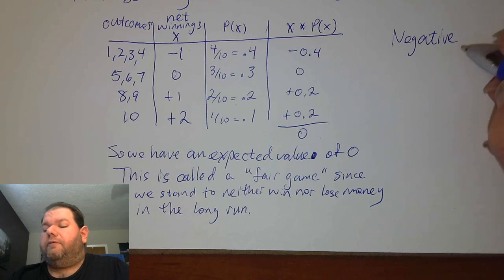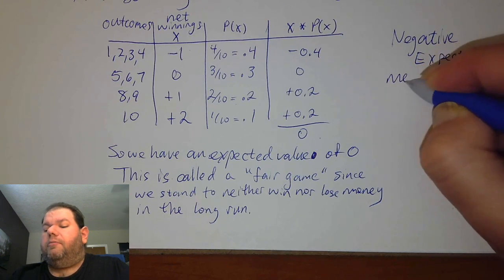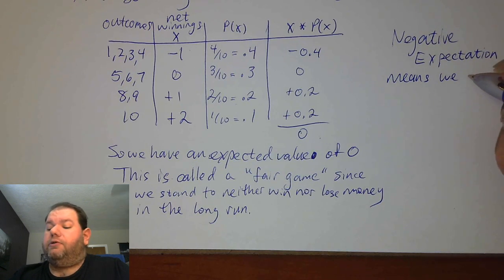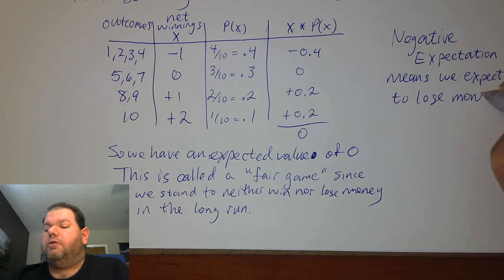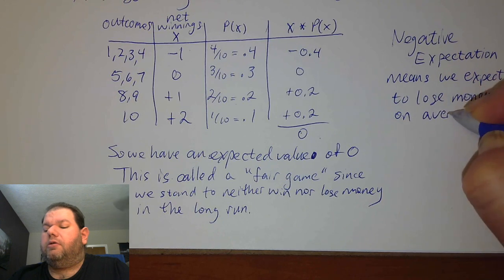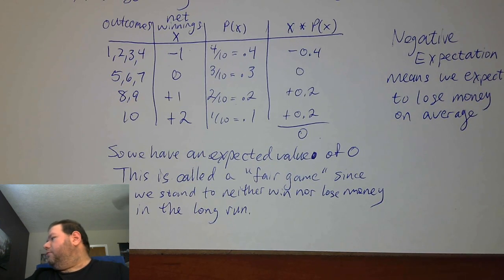So again, let me write this over here. Negative expectation means we expect to lose money on average. It's possible a game has a positive expectation, but you don't really find those except for some people that are being philanthropic or they're just there to help people have fun. You won't see that too many times.